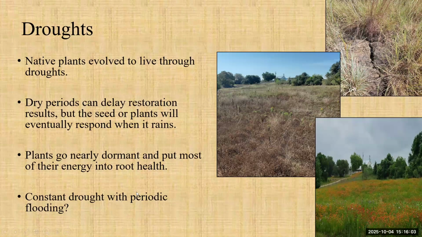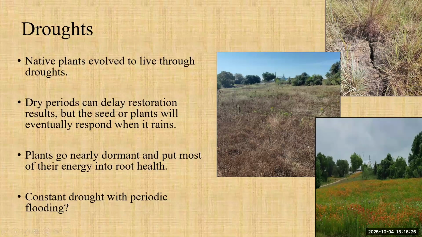When you do get these droughts, those plants will almost go dormant, where they're not putting any sort of nutrients into their above ground growth, and they're putting the majority of their nutrients into root growth. And so this picture here would depict that difference from drought to wet. That's the same site, dry year to wet year, and you can see the pretty stark difference.